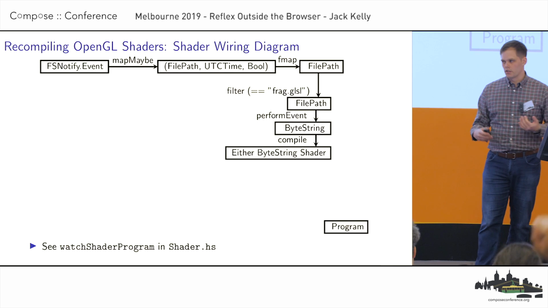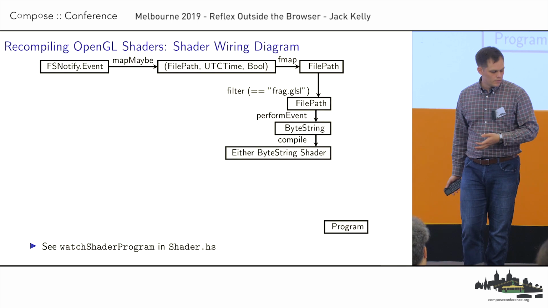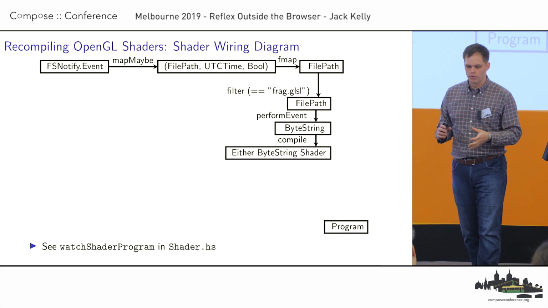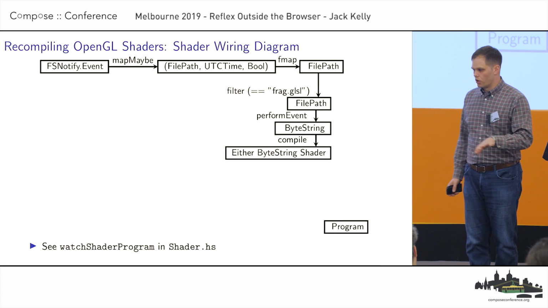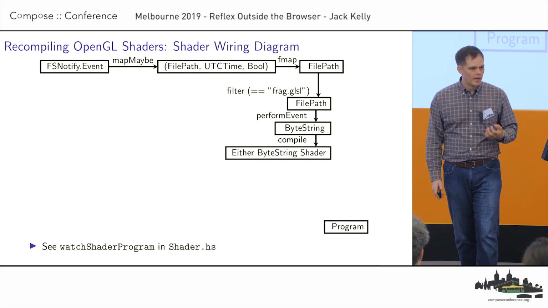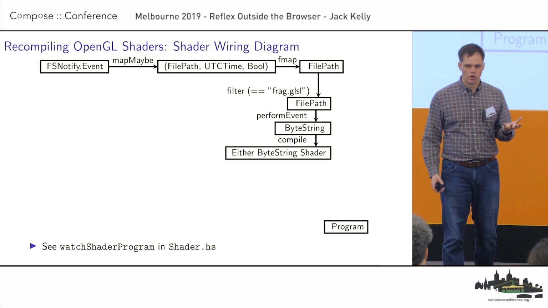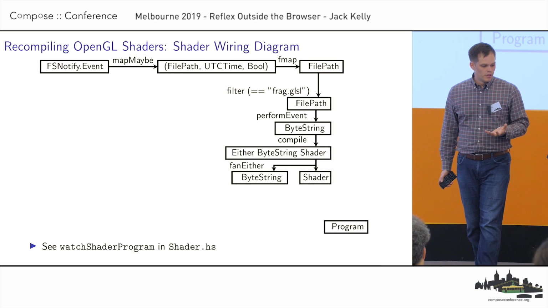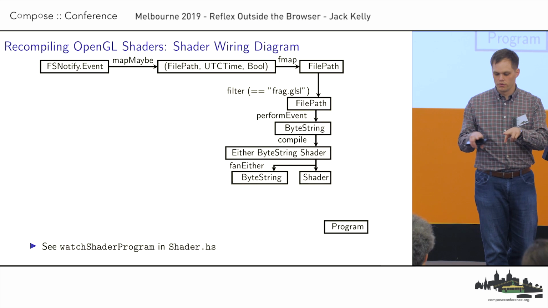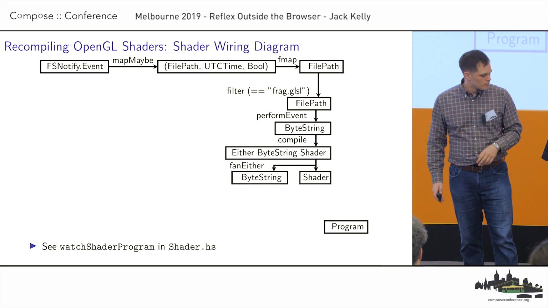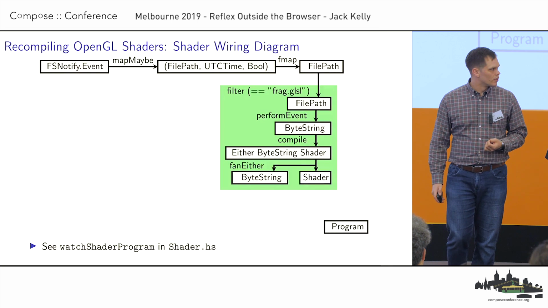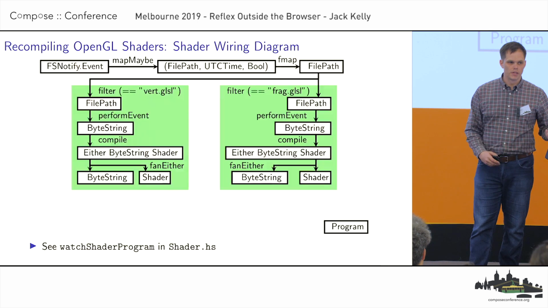From there, I can compile those into a shader, and this is morally another performEvent with a little bit of extra resource management stuff to make sure I delete old ones as I compile new ones and things like that. But really it's just another call to performEvent, and I get either compile errors, which are byte strings, or I get compiled shaders. And so I can split that in two using the fanEither function. This is provided by Reflex, but it's basically just two Maybes glued next to each other. And this whole thing is the pipeline to compile one file whenever it changes. So I can replicate it, and there's my vertex shader compilation as well.